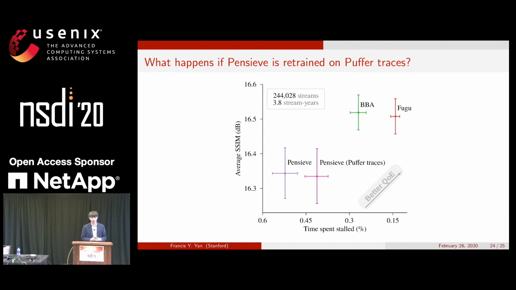BBA and Fugu. This result echoes that the generalization issue Pensieve has may have little to do with how diverse or how representative the throughput traces are. Instead, the more fundamental issue is we don't know how to faithfully simulate the internet yet. As you'll see, our approach to get around that is learning in situ, directly on data from the deployment environment.